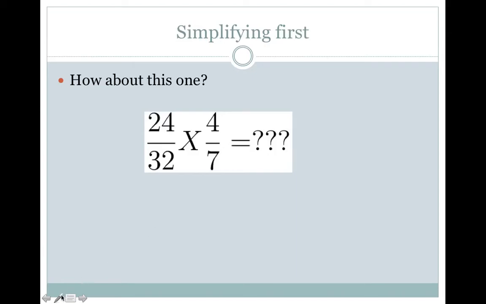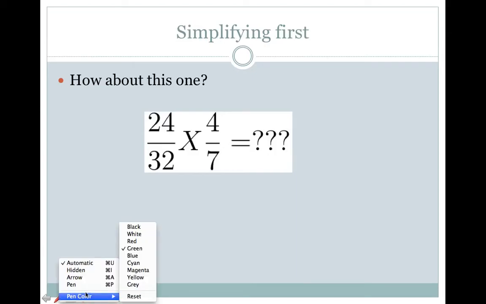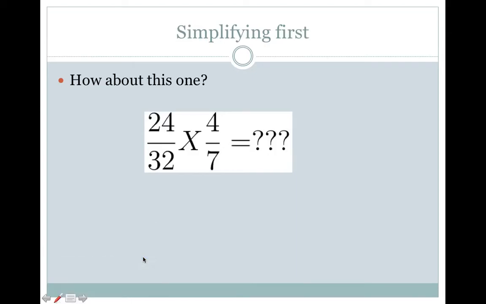So let's try this one together. You can pause it, try it on your own if you think you have an idea. If you're really confused, let's do it together. First of all, we could simplify either the 24 and the 32, they have a common factor, or the 4 and the 32. Order is not going to change your answer. I would say let's go big first. 24 and 32, their greatest common factor would of course be 8. 8 goes into 24 3 times, 8 goes into 32 4 times.